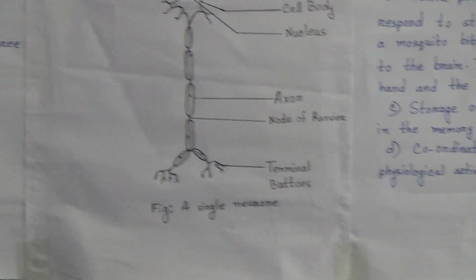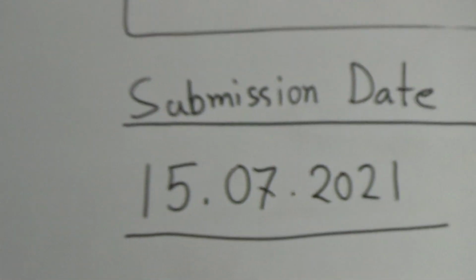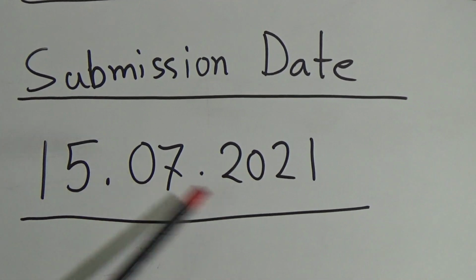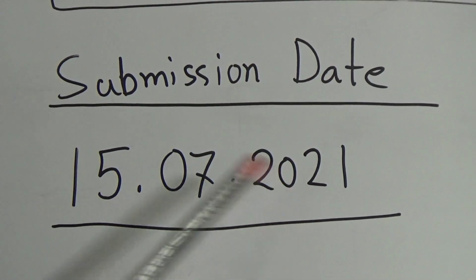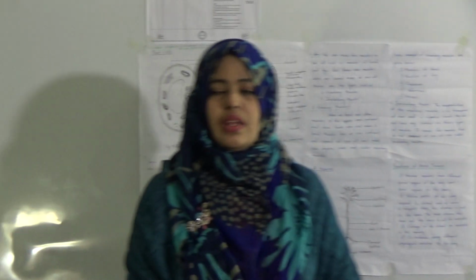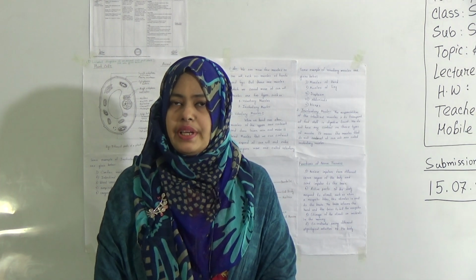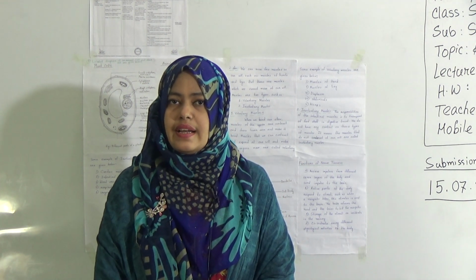Students, I hope you will write your assignments properly, and the submission date of this Assignment 2 is 15/7/2021. Your assignment submission date is 15/7/2021. Students, I hope you have understood today's topic and you will write this assignment properly.